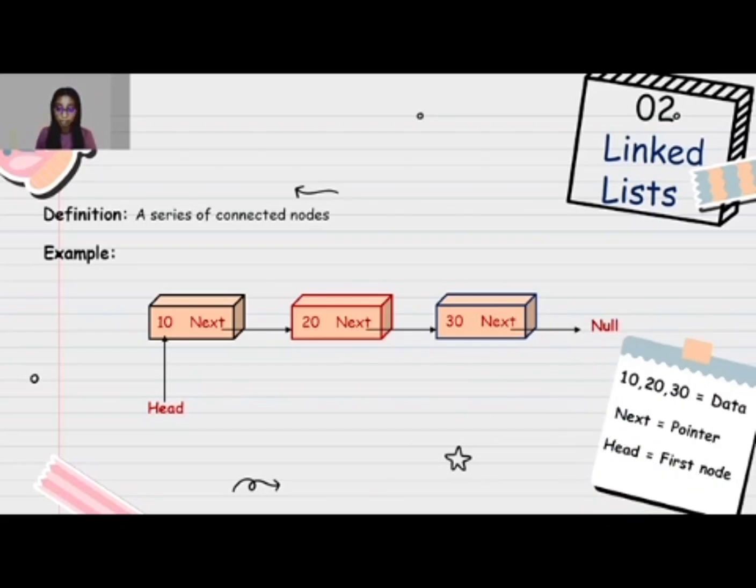Linked lists are dynamic, meaning you can easily add or remove nodes without worrying about resizing, unlike arrays. However, finding a specific element requires traversing the list from the head node, which can be time-consuming. Linked lists are ideal for situations where you expect frequent insertions and deletions.